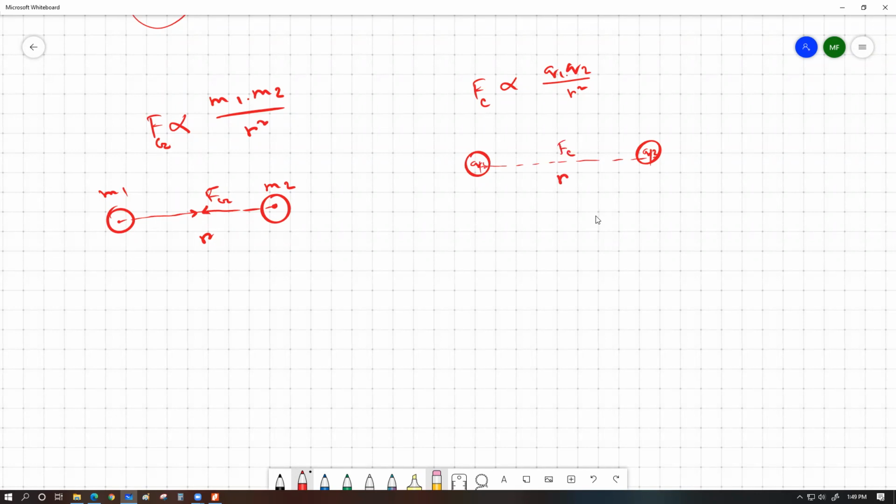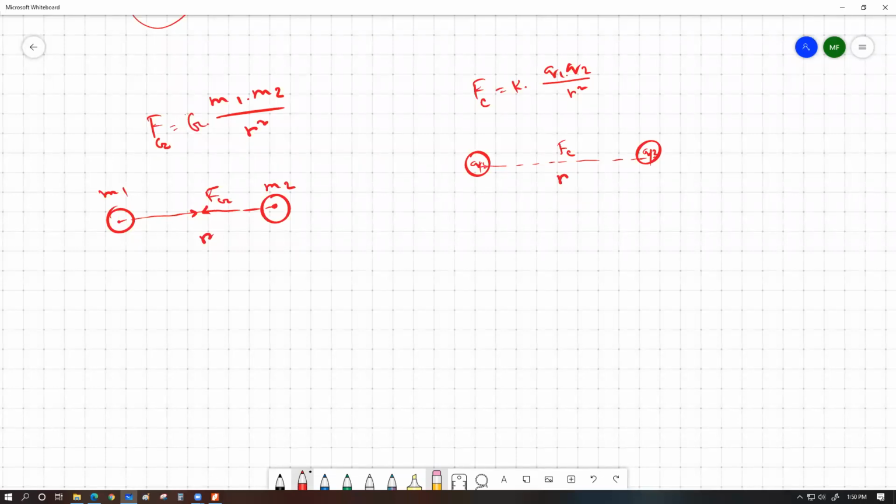Now I'm not giving an arrow over here, because this force, by virtue of charges, can be positive, repulsive, or attractive depending upon their type of charge. But here's what I need you to understand. If we want to get rid of the proportionality sign by giving a constant, let's say this constant is 1 by 4 pi epsilon naught, but let's just write it as k, and let's write this other constant as G.